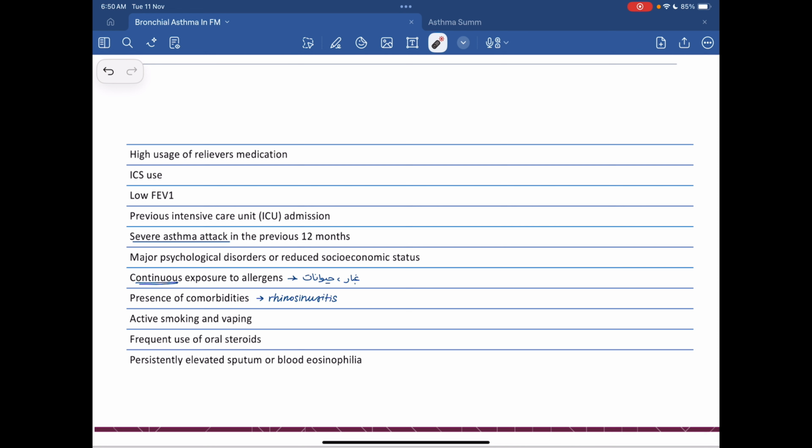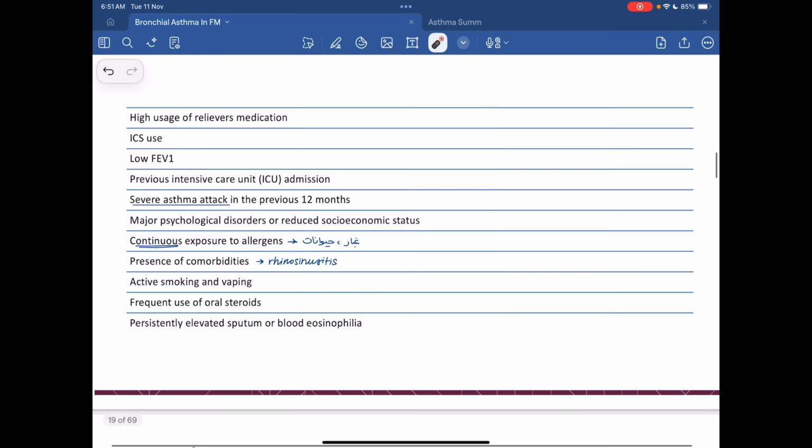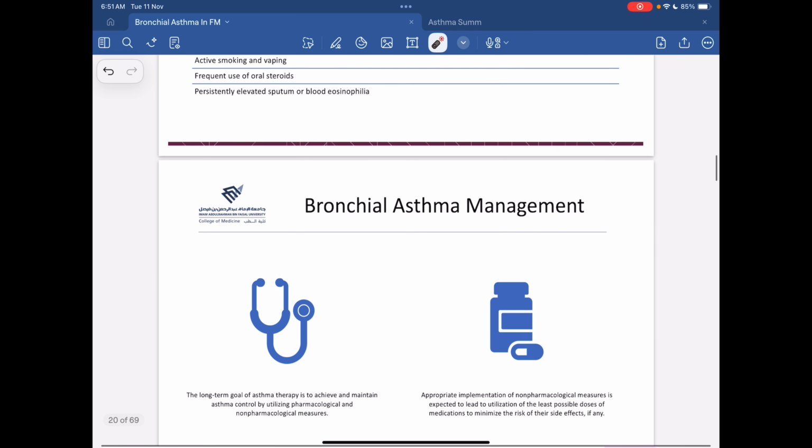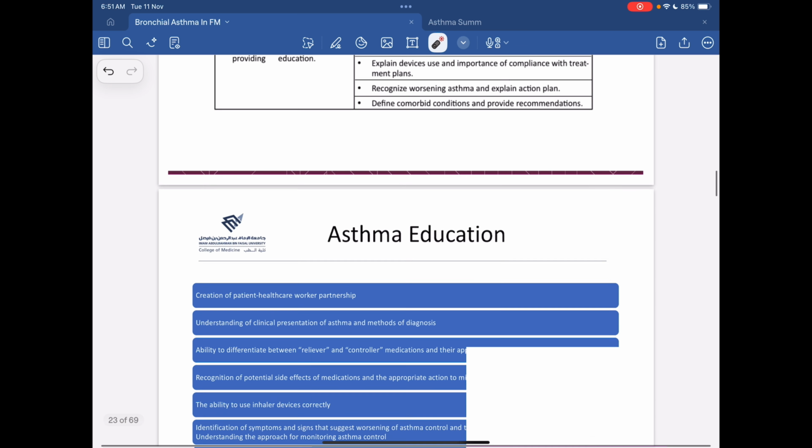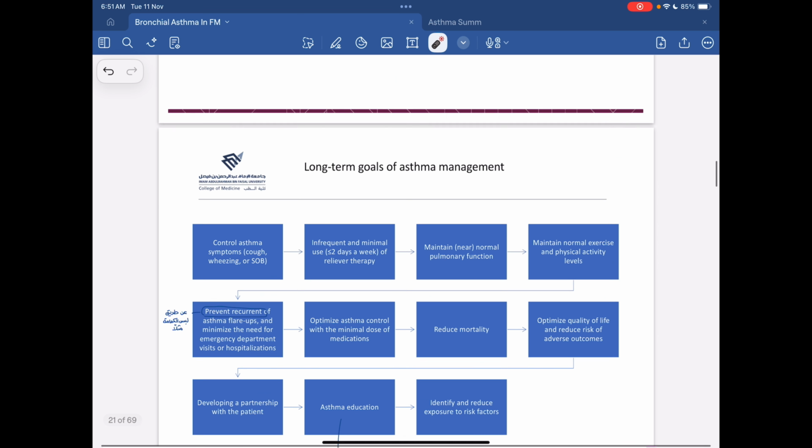Continuous exposure to allergens, pets, dust, presence of comorbidities اللي ذكرناها قبل، active smoking and vaping, frequent use of oral steroids, and persistently elevated sputum or blood eosinophilia. باختصار eosinophilia، دائما عنده eosinophilia، دائما عنده حساسية. لسه باقي.